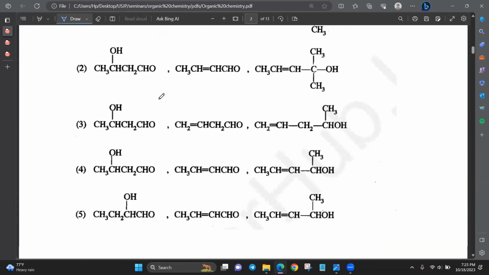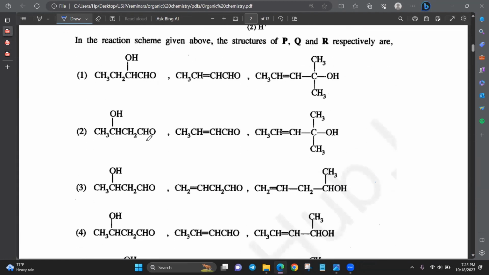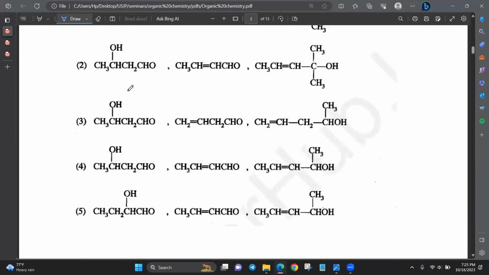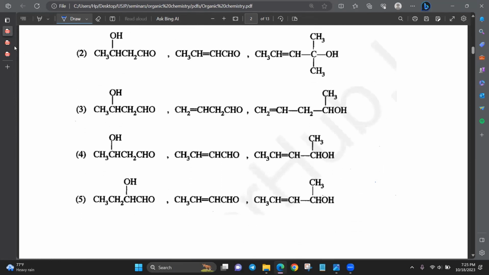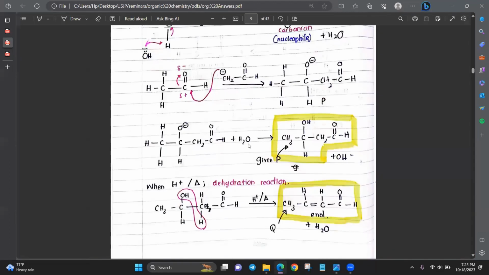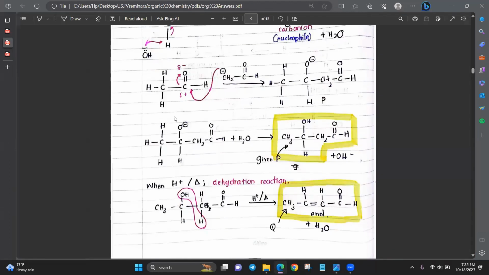Here this line is P, this line is Q, this line is R. But in any of the P compounds given, the oxygens are not minus anywhere. All have OH. That means they have gone to the next step as well. What is the next step after this P compound is formed? It reacts with water. Water has H plus and OH minus. That H plus reacts with this minus and forms the OH here, and OH minus is released from the water molecule. So this is the given P.